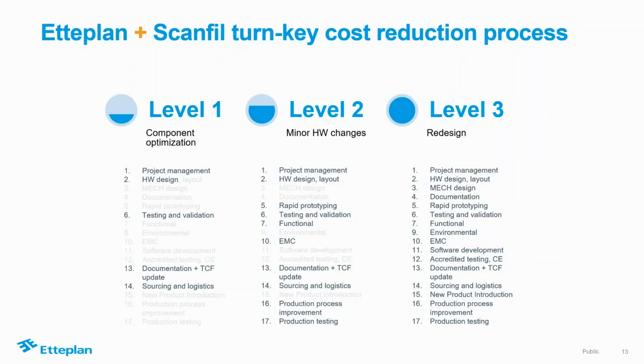Then we'll have the 3 different levels of changes, and the most basic level 1 is just some component optimizations. This is the shortest time to market with these. We make very minor changes. It could be one end-of-life component that's just swapped out, and we need to test and validate it and update documentation. And after that, it's sourcing and logistics that handles the rest.